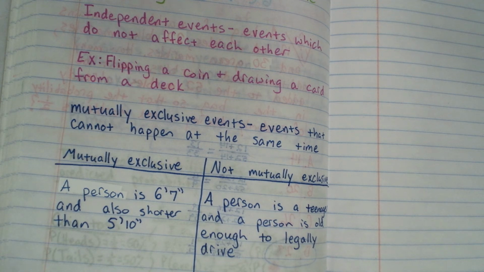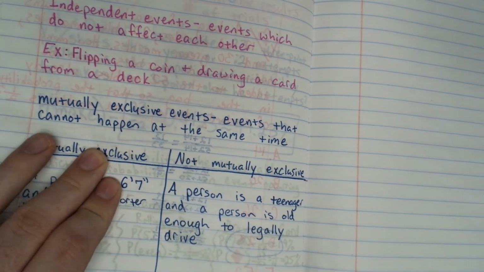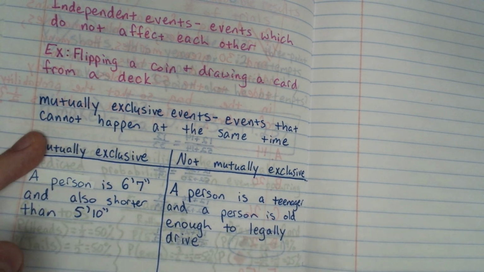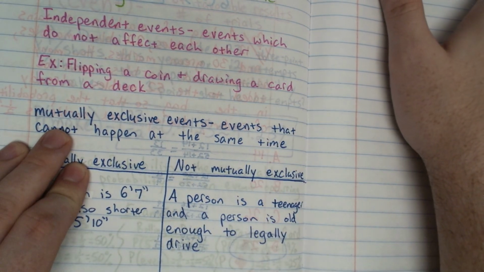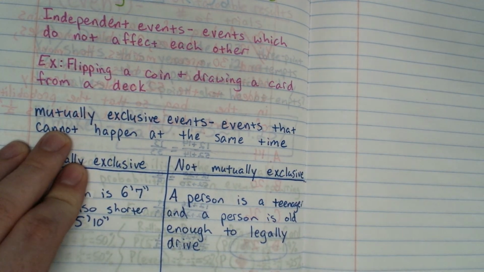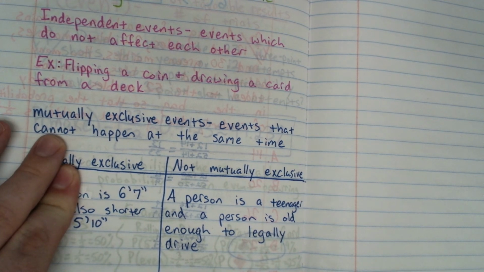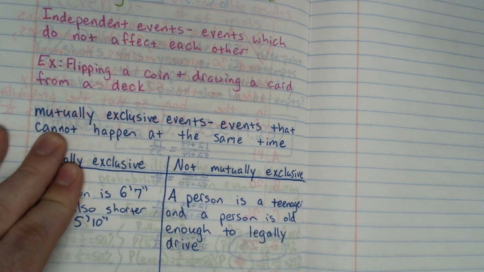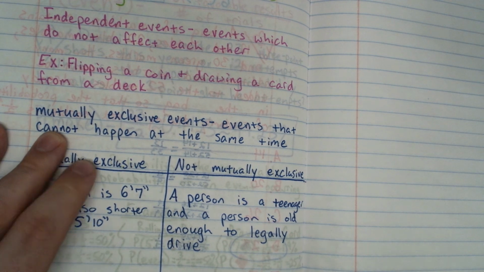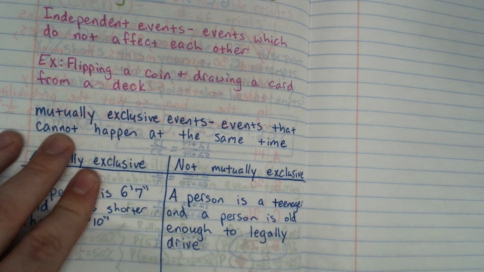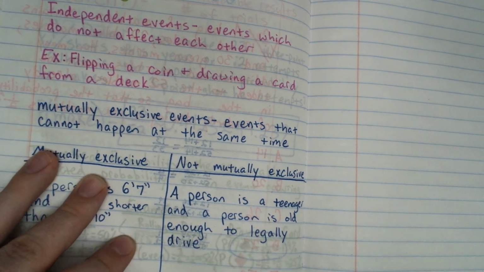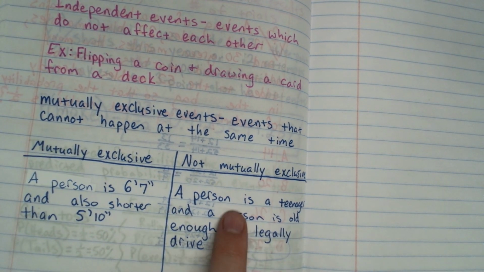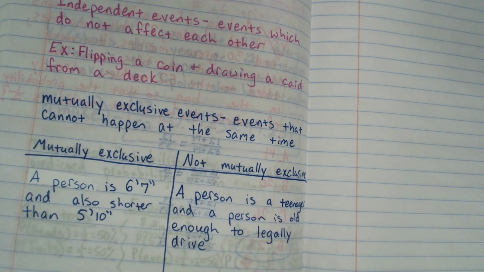On the other hand, things that are not mutually exclusive, if a person is a teenager and if the person is old enough to legally drive. These can happen at the same time. Someone can be 17 and 17-year-olds can legally drive if they've passed all the tests they need to do. So it's possible to be a teenager and not old enough to drive. You could be 13 and not old enough, but these events are not mutually exclusive. One does not definitively tell you that another does or does not happen.